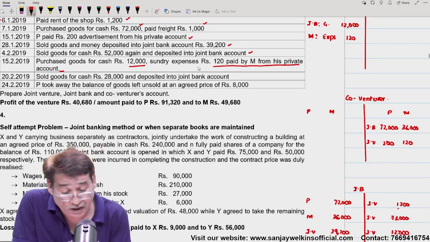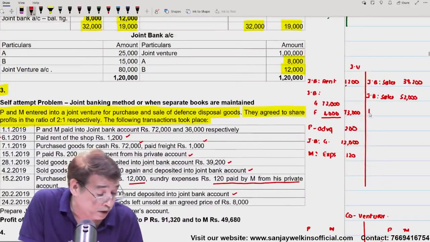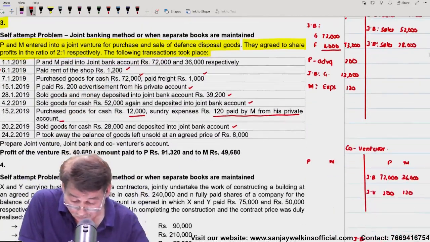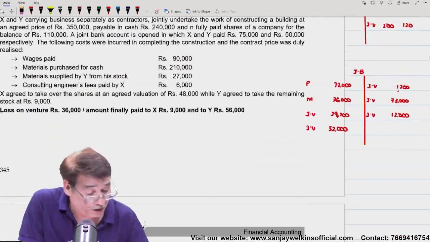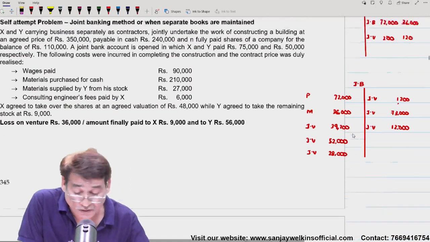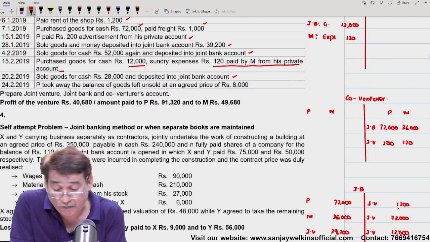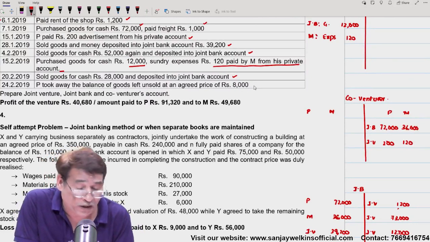Then sold goods again for rupees 28,000. So, again we are going to write here by joint bank. Again we are going to write here by sales. We are going to write here 28,000. Then in the joint bank account, we will write here to joint venture 28,000, correct?